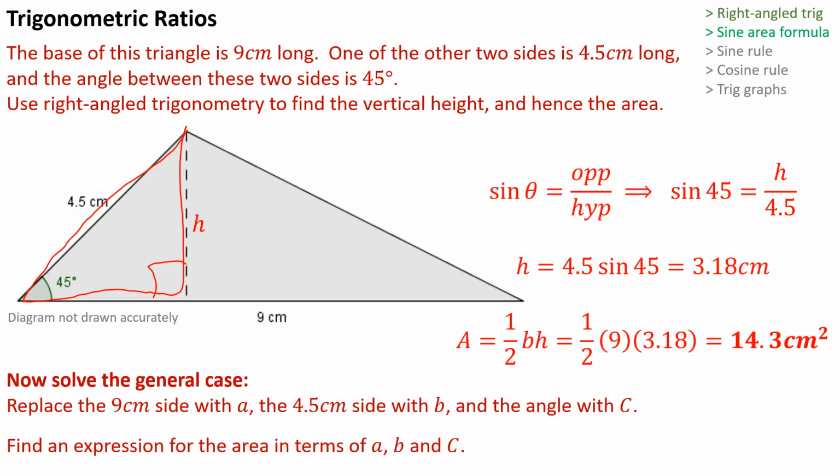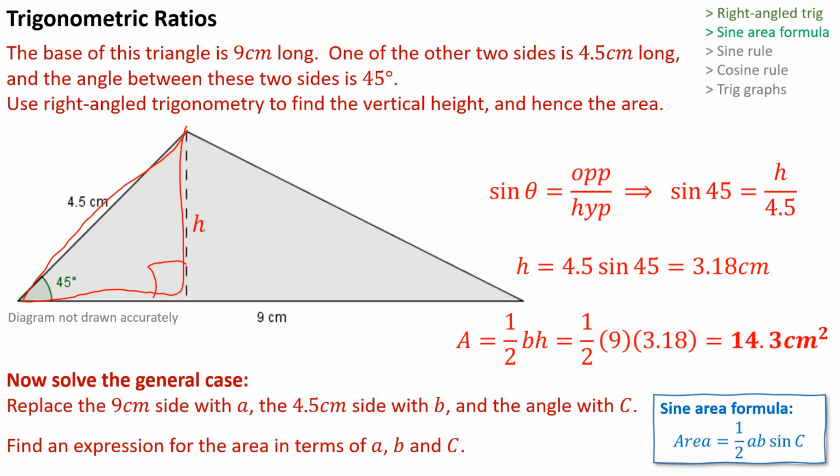Now what I'd like you to do is work through the problem again, but this time replace 9 with the letter A, replace 4.5 with the letter B, and instead of using 45 degrees, use a capital letter C, and see if you can generate an expression for the area in terms of little a, little b, and angle capital C. Pause, try it. When you're ready, unpause.